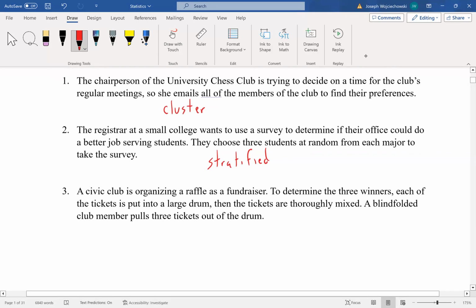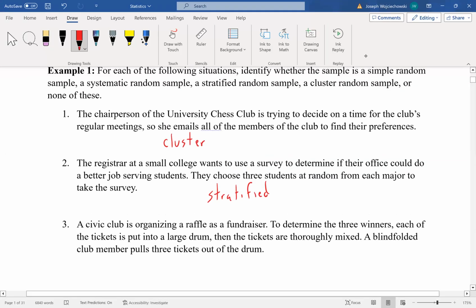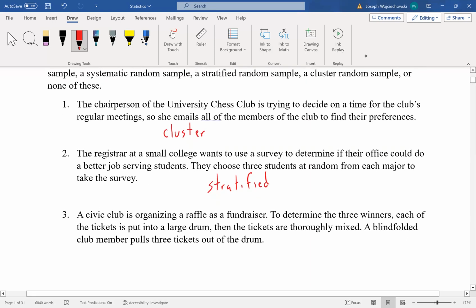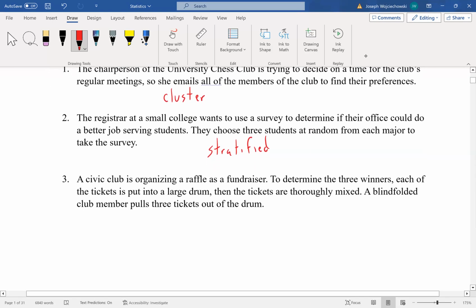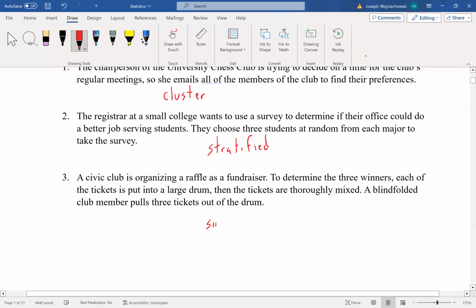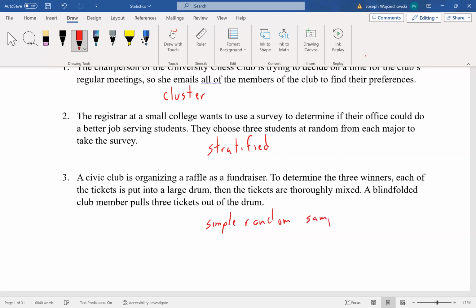The civic club is organizing a raffle as a fundraiser. Each of the tickets is put in a large drum, then drawn blindly. Well, this would be a simple random sample. Everybody has the same chance of winning.